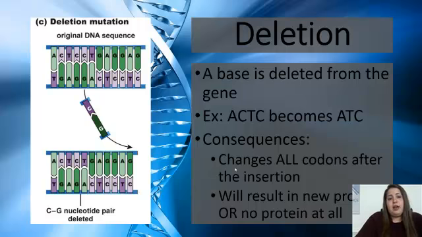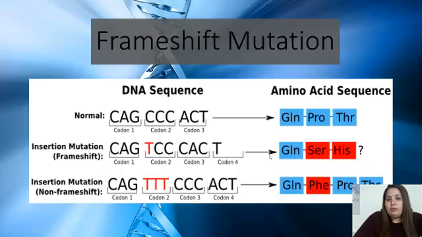A deletion is kind of the same thing, except instead of adding a base, we're deleting one. We're taking one away. Every single codon after that will be different because we have to shift our reading frame. So these frame shift mutations, this is another way to look at them. If these are our frames, codon 1, codon 2, and codon 3, they're 3 letters long. Three letters, codon.